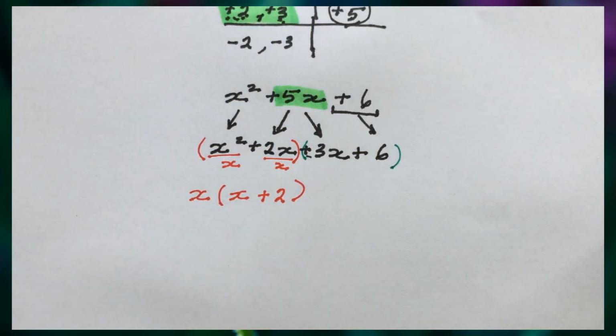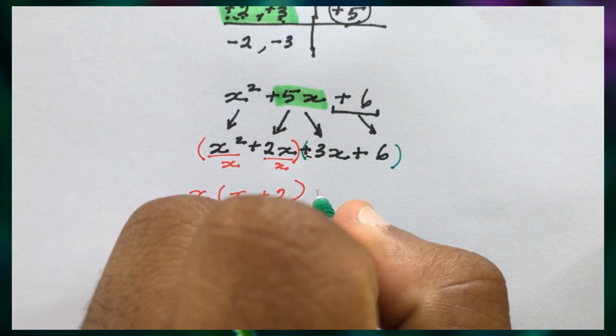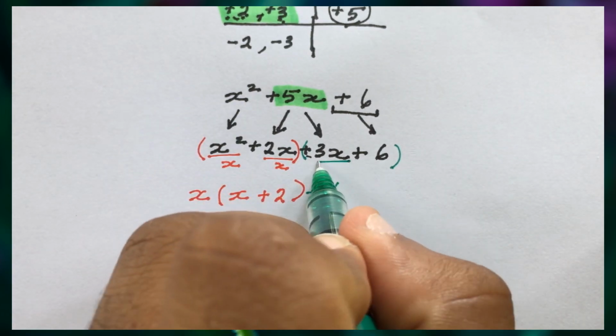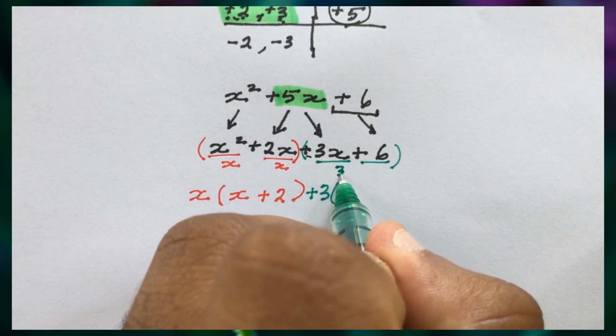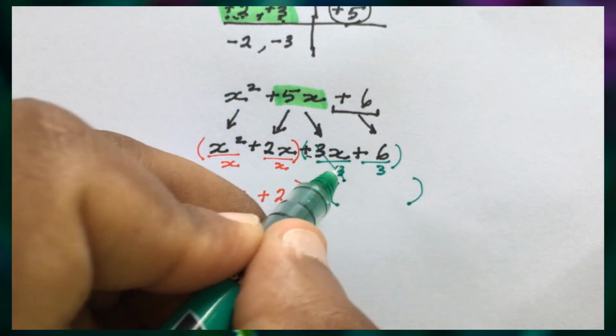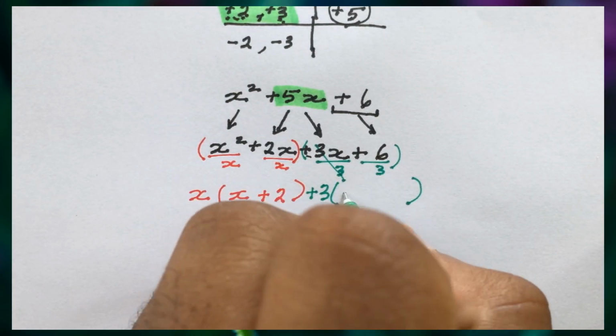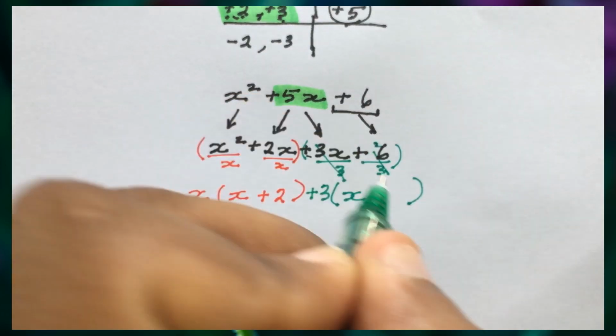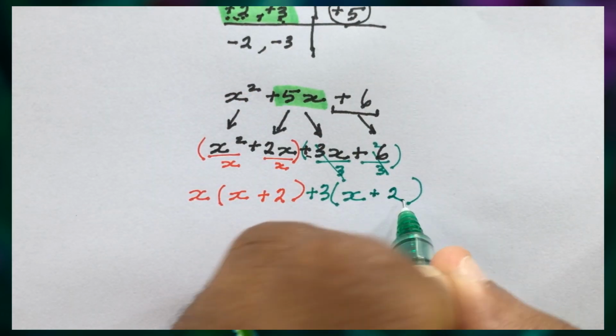What number or term is common between 3x and 6? Three. So I'm going to pull out that 3, and that means I'm going to divide every term by 3. So 3x divided by 3 will give us just x, and 6 divided by 3 goes 2 times, so we'll have a positive 2 here.